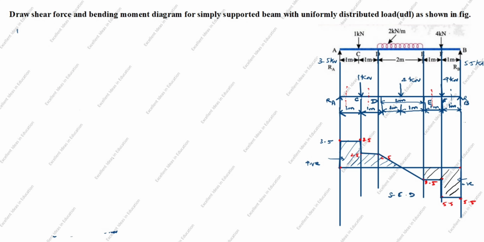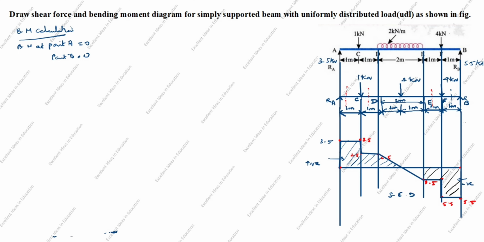Next, we will see the bending moment calculation. First, we will take the bending moment at point A. The bending moment at point A and point B is 0 only. What is the moment formula? Moment is force into distance. RA force is 3.5, distance is 0. 3.5 into 0 is 0. Next, you see RB. RB force is 5.5, distance is 0. So 5.5 into 0 is 0.